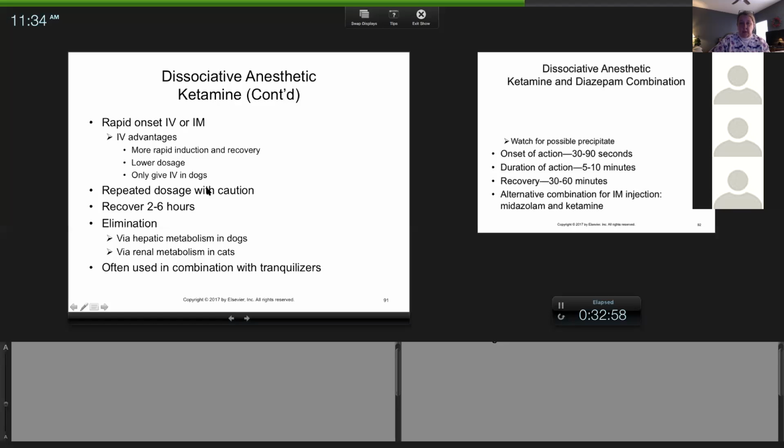So this is not appropriate to be used like give a dose, give a dose, give a dose. All those doses you give are going to accumulate, and you can get a very deep overdose. So ketamine's like a one-time, maybe I'll top them off once if I have to give a little more ketamine, but you don't want to use this as your sole agent.